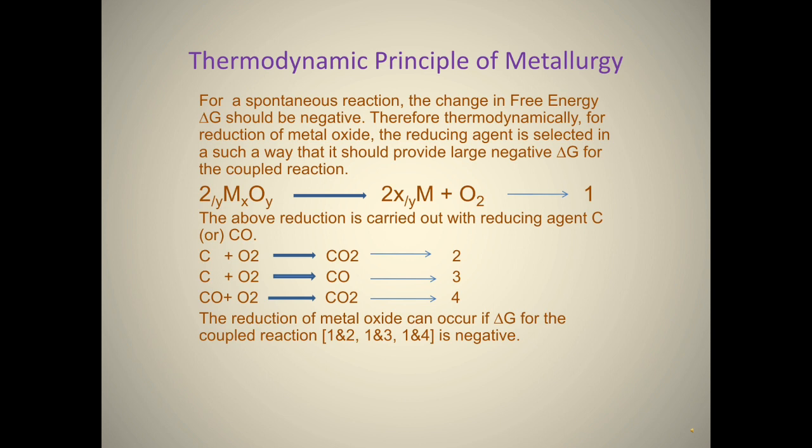In the second reaction, first of all the carbon reacts with oxygen and gives carbon dioxide, and again that carbon reacts with oxygen and gives carbon monoxide. Carbon monoxide once again reacts with oxygen and gives carbon dioxide. So these are the 4 reactions. Here we take the combination of 1 and 2, or of 1 and 3, or of 1 and 4. Which combination gives the delta G value negative? That is the suitable reducing agent for that metal oxide.